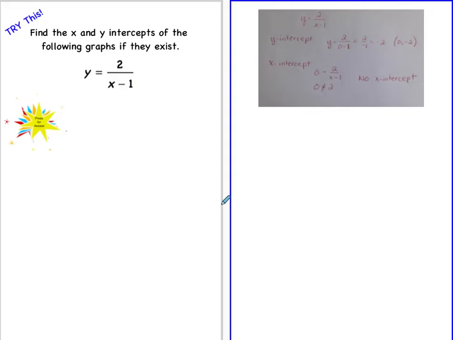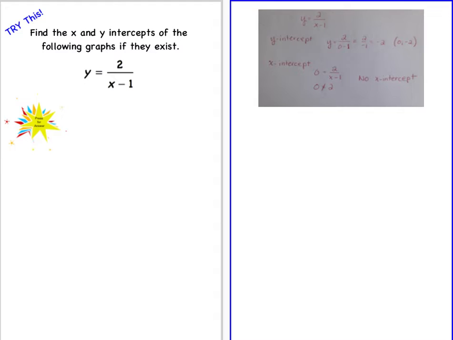Again, to find the y-intercept, we plug in 0 for x. So once I have that in there, I have 2 over -1, which gives me -2, and my y-intercept is (0, -2). To find the x-intercept, I plug in 0 for y, and I solve.